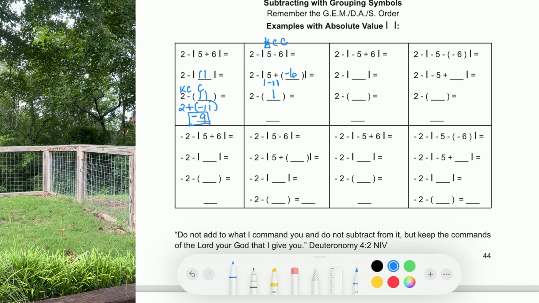I need to do keep it, change for this one. So that becomes 2 plus a -1. And so the difference between that is 1. The 2 is greater. So we have a +1.